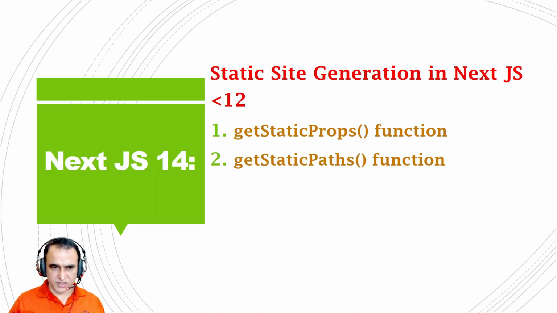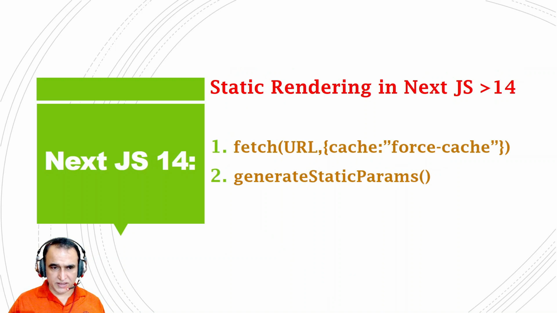Now for static site generation in Next.js version 12 or less than 12, we use the functions getStaticProps and getStaticPaths. Remember that right now you can't use these two functions in app routing. These were working in page routing of Next.js version 12, but in version 13 they were removed, and we have a new way to achieve static site generation. In version 13 it was like a beta version, but in version 14 we have the final changes that we call static rendering, and these two methods are not working in app routing. These are working in page routing.